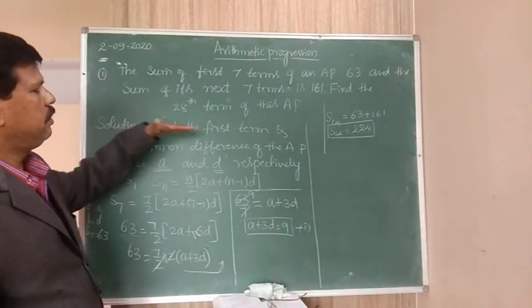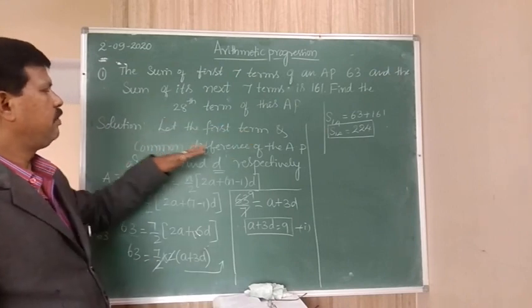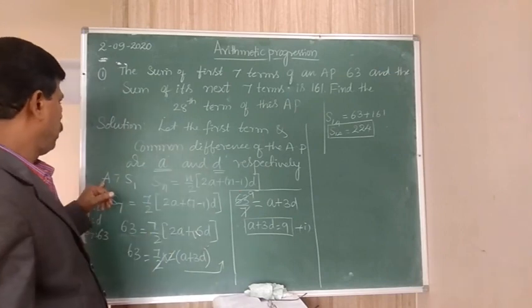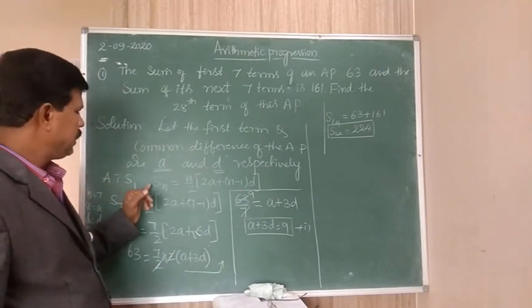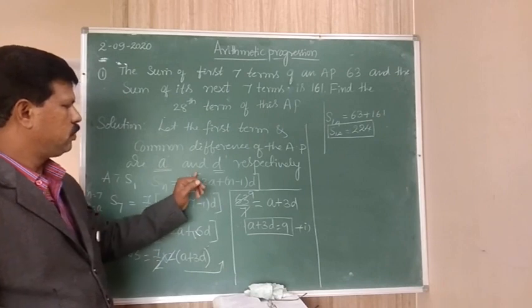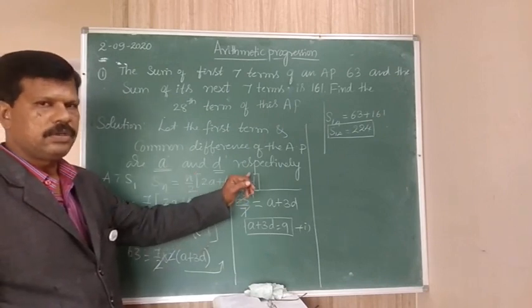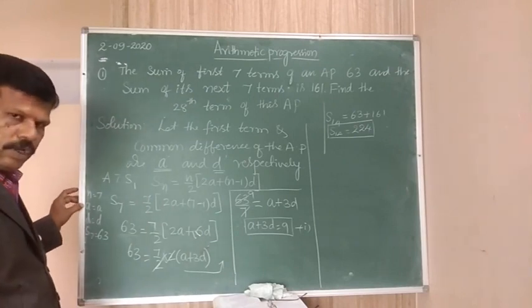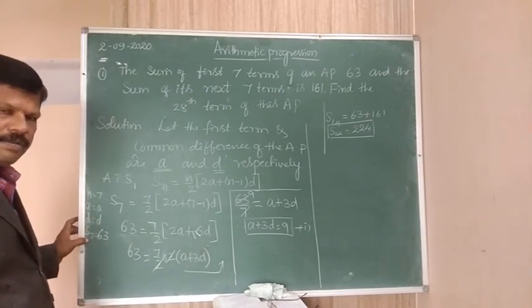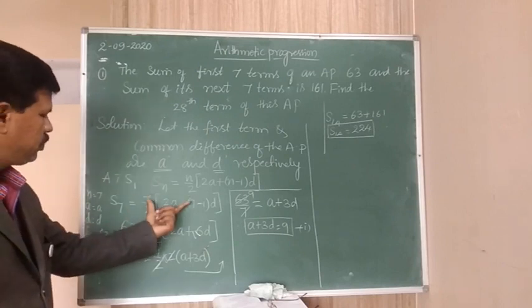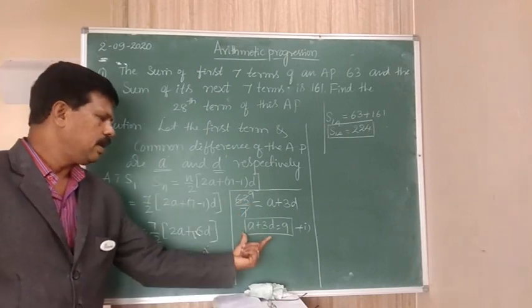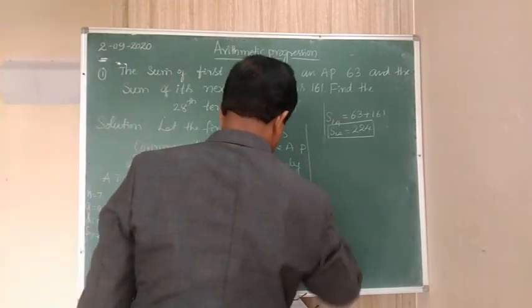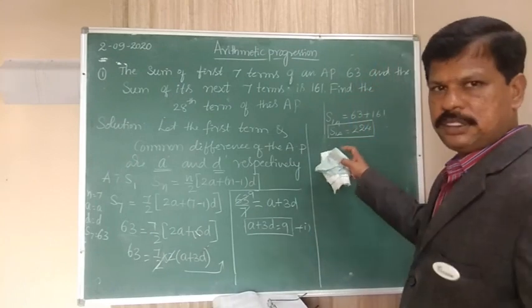So, let the first term and common difference of the AP be A and D respectively. According to statement 1, Sn equals n by 2 into 2A plus n minus 1 into D. Now substitute n equal to 7, A equal to A, D equal to D, and S7 equal to 63. When you substitute and simplify, you will get A plus 3D is equal to 9. I will write this afterwards.